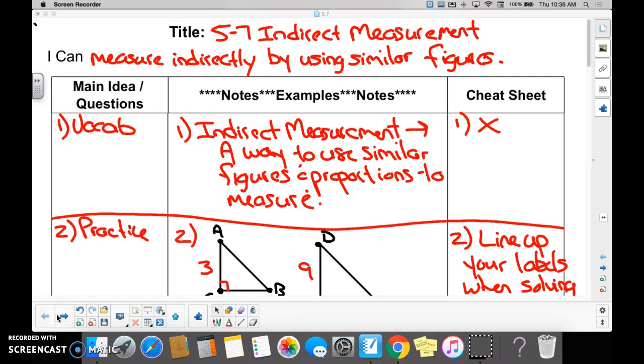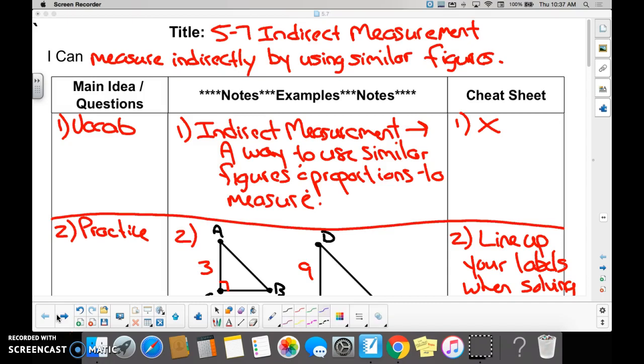5-7 indirect measurement. Thank you, Natalie. Indirect measurement, then you see the definition for the vocab. We do not have a cheat sheet there because it is just the one word. We'll get down to some examples in a second.